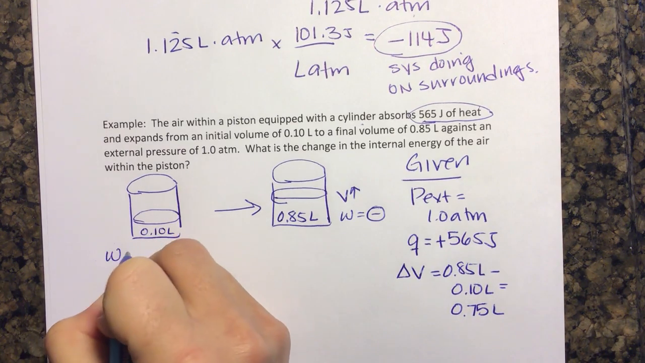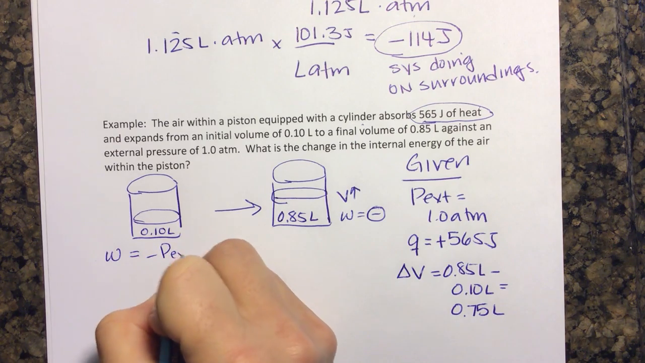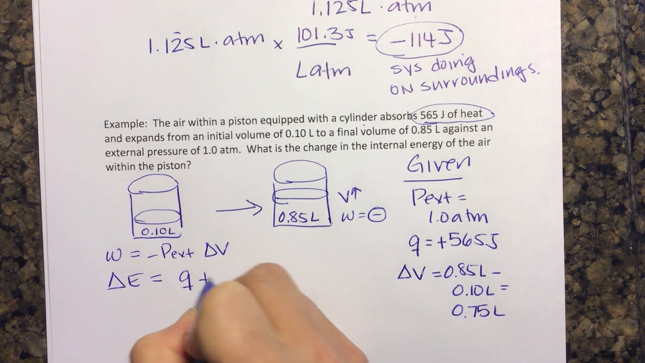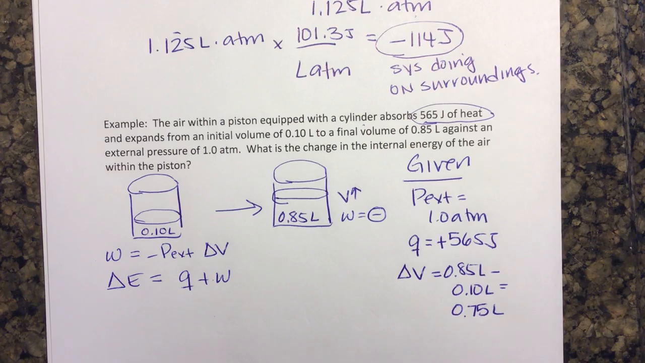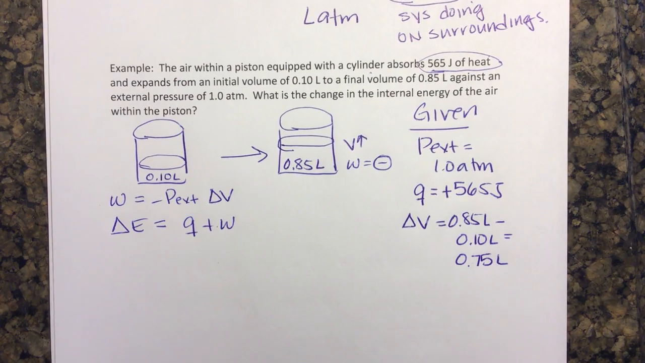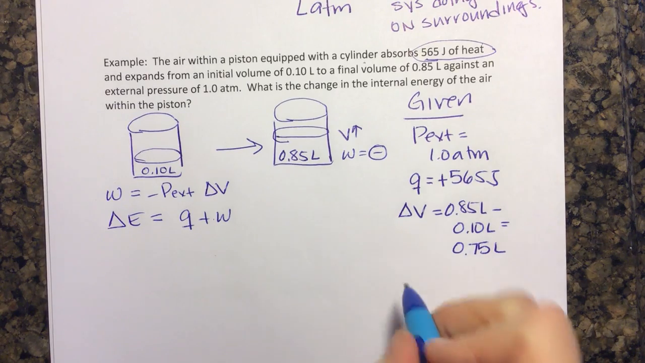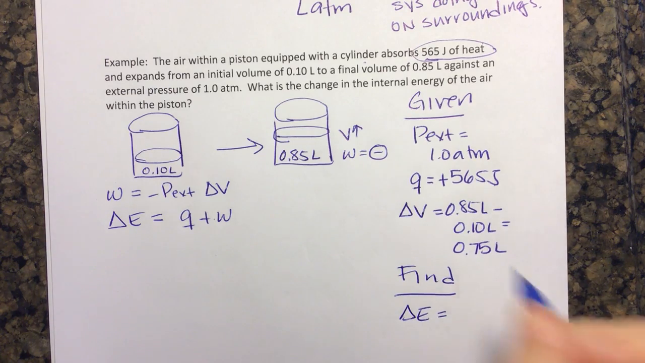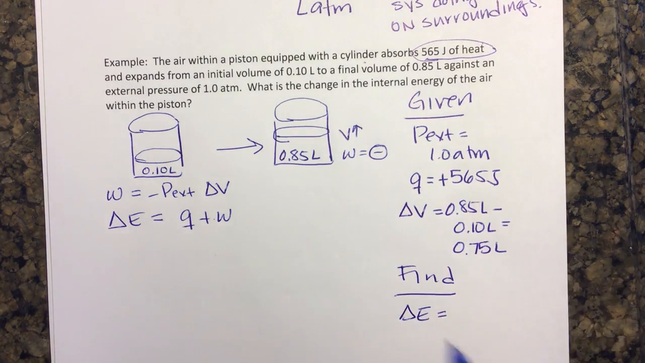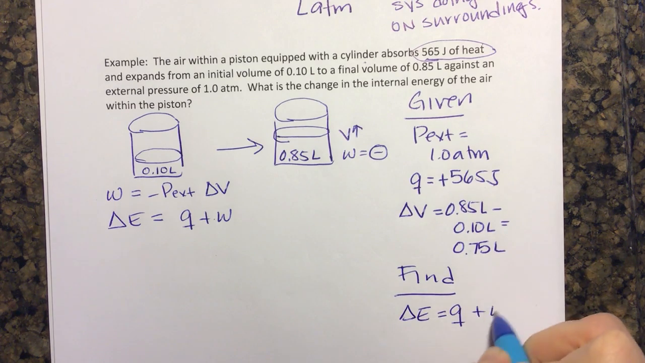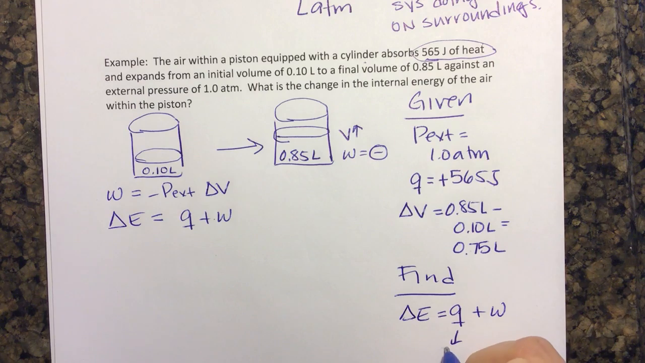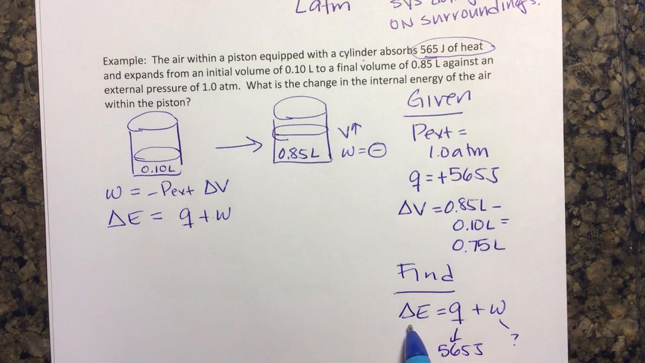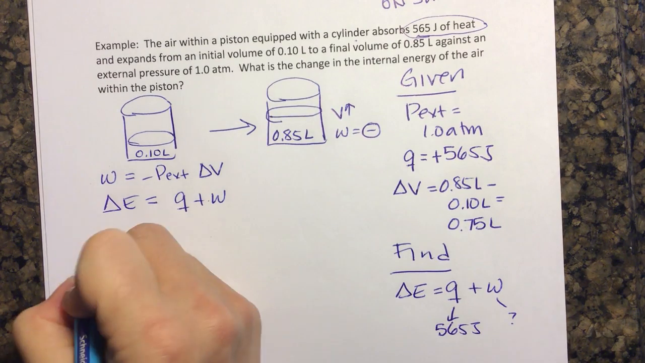Let's write the formulas we know. W equals minus P external times delta V, and our change in internal energy is equal to Q plus W. Now let's figure out what we need. It wants to know the change in the internal energy, and to do that we need Q plus W. Q we have, that's 565 joules, so we have to find work first, and then we will find our internal energy. So let's find our work.